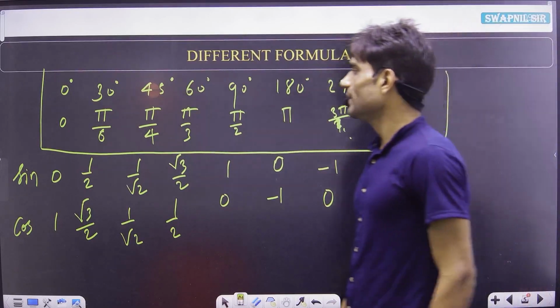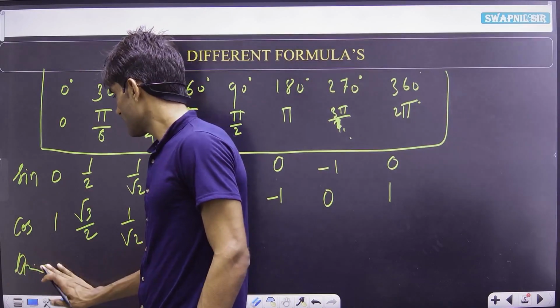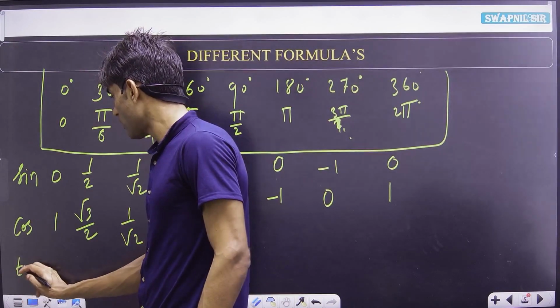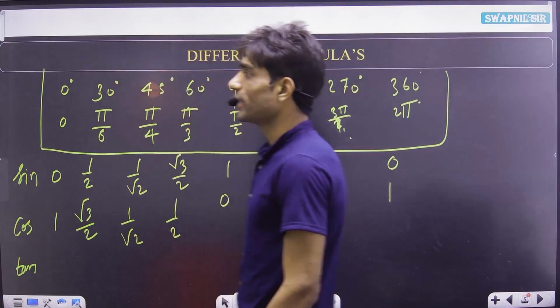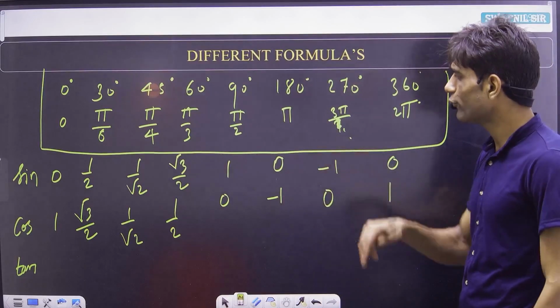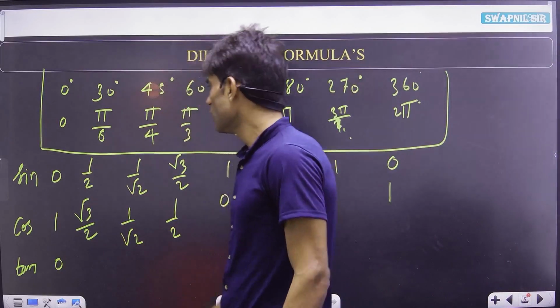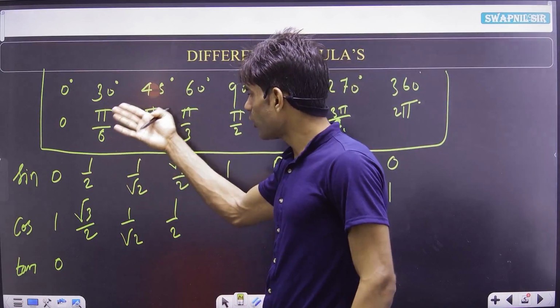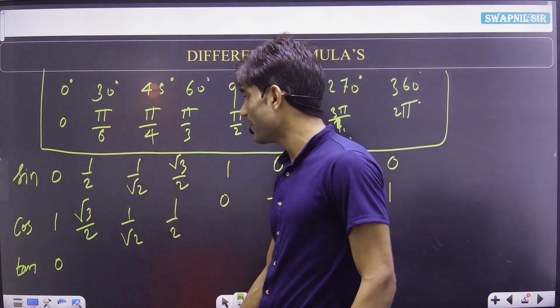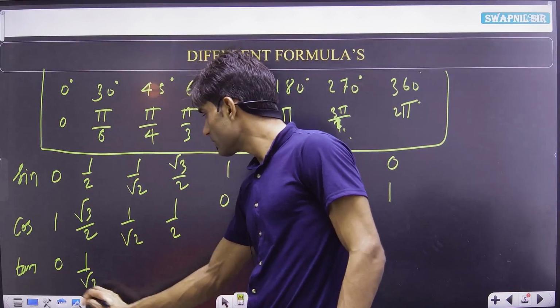Similarly, we can define for tan of all angles. I defined here for sine and cos, and similarly you can do it for tan. Tan of 0 degree, we know that tan 0 is 0. Tan of 30, tan of pi by 6, we know is 1 by root 3.